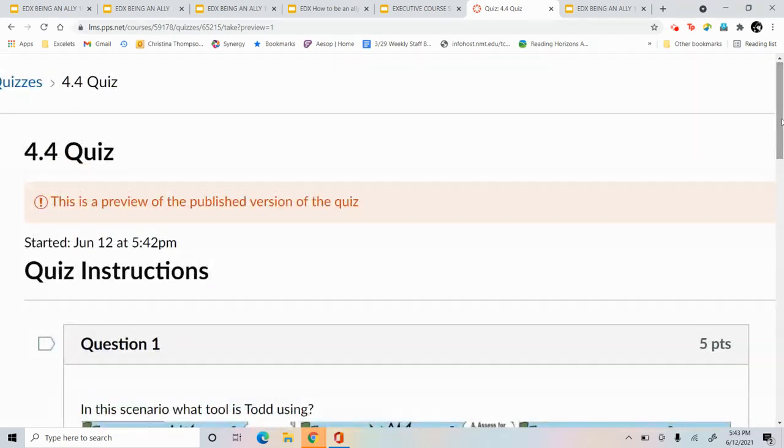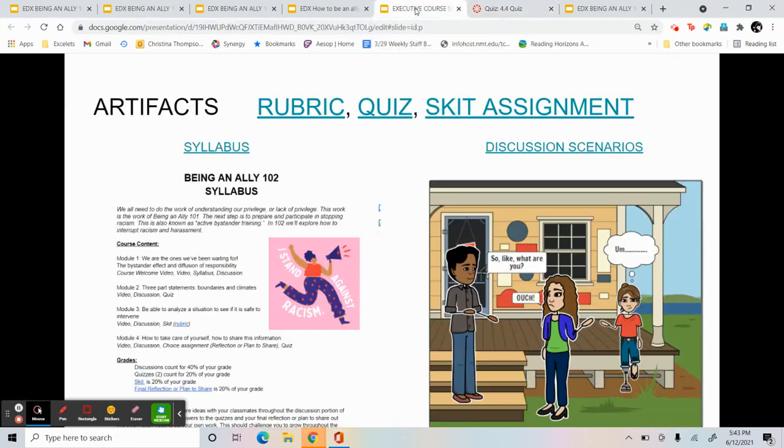So these questions provide a way for our learners to be able to apply what they're learning, which is the premise of andragogy. Through the skit assignment, through the quizzes, and through the discussion scenarios, learners are applying what they learn.